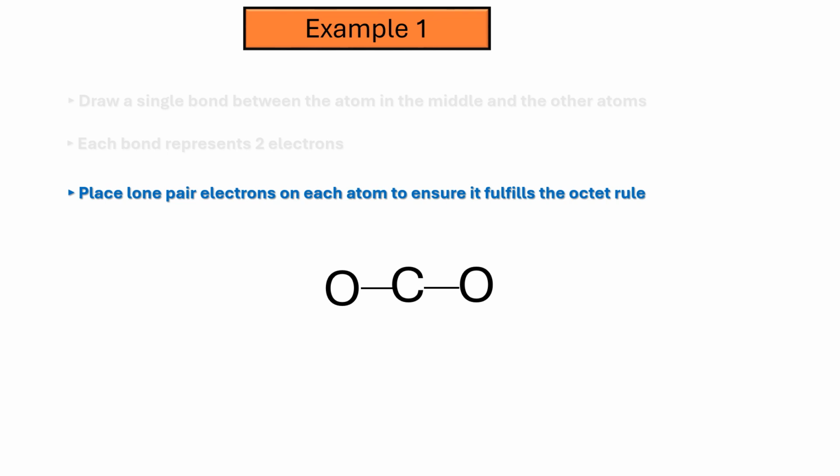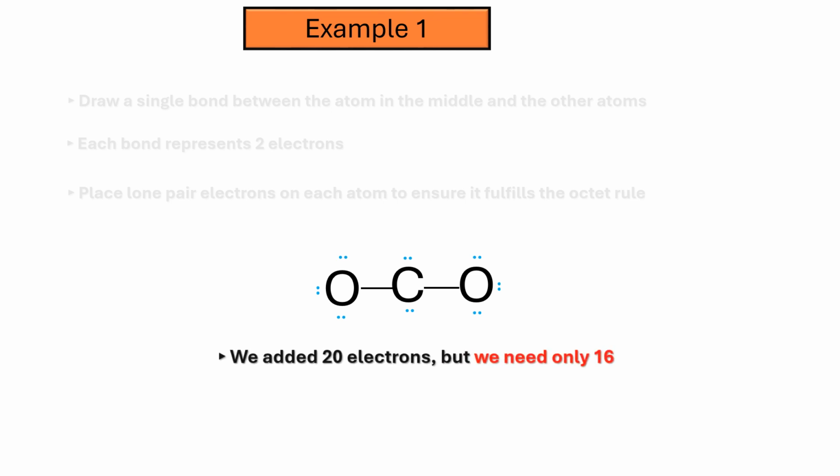Then we need to place lone pair electrons on each atom to make sure that they fulfill the octet rule, meaning that they all need to have 8 electrons. So we place 6 more electrons around this oxygen because it already had 2 from the bond. We'll do the same thing for the other oxygen. And carbon already had 4 electrons, so it needs 4 more. So everybody fulfills the octet rule, but we need to make sure that we did not put more electrons than necessary. So when we count the total number of electrons, we found we added 20 electrons, but we need only 16.